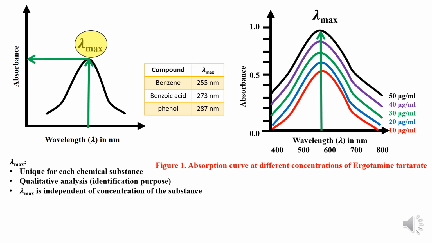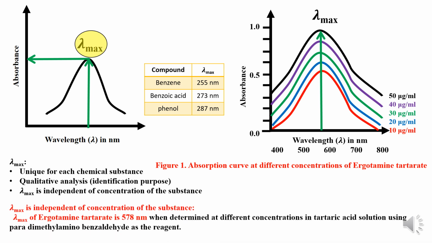Now here's a figure which depicts the absorption curves of ergotamine tartrate at 5 different concentrations. And the lambda max of ergotamine tartrate is 578 nanometers, which is determined at different concentrations in tartaric acid solution using para-dimethylaminobenzaldehyde as the reagent.